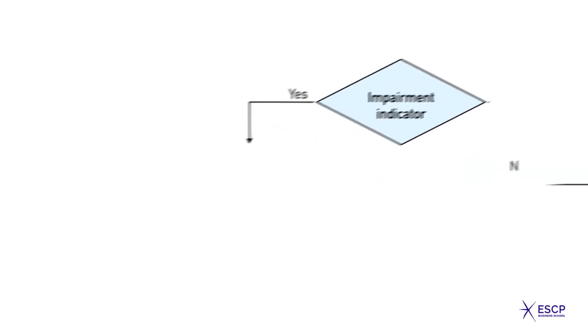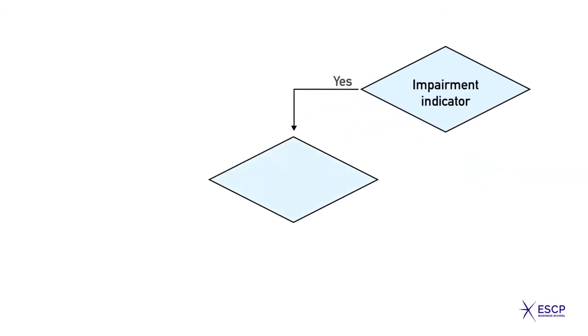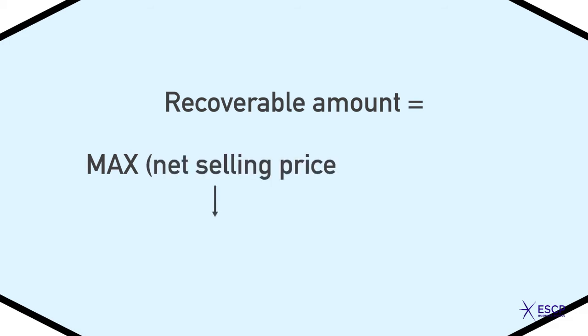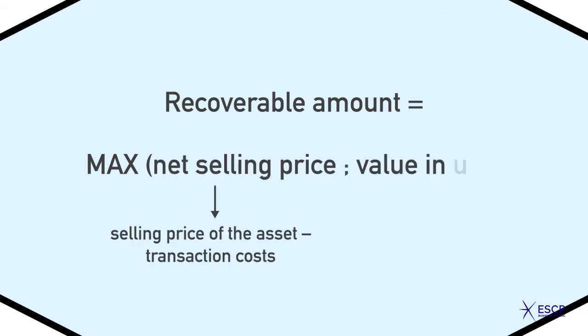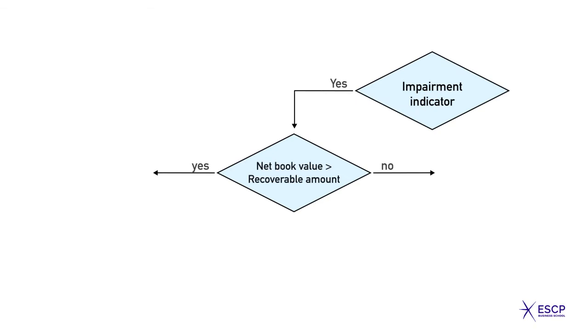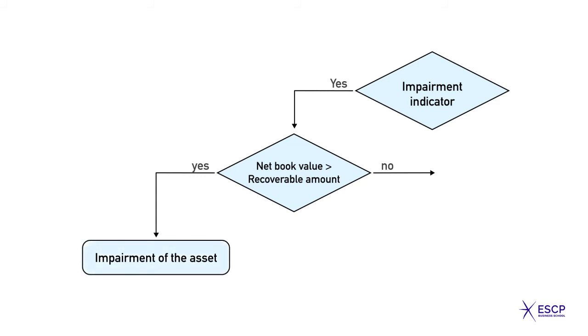The impairment test involves comparing the book value of the asset with its recoverable amount. What is the recoverable amount? It is the higher amount of either the asset's estimated net sales price or the value in use based on estimated cash flows generated by the asset. If the book value is higher than the recoverable amount, the asset should be impaired by the difference between the two values.